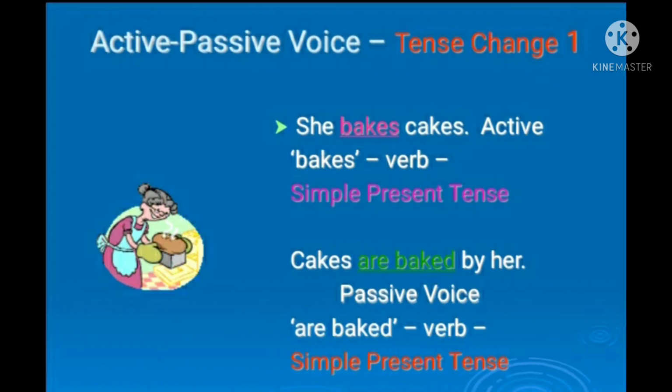Now let's understand how there is even a change in the tense form when we change a sentence from the active to the passive voice. Example, she bakes cakes. Active voice. The verb here is bakes and it is a simple present tense. What will be the passive voice of this? Cakes are baked by her. Are baked is the verb. So it is still in the simple present tense only.